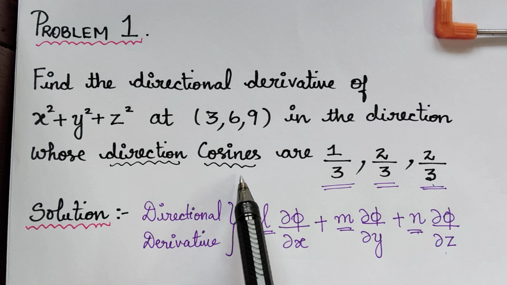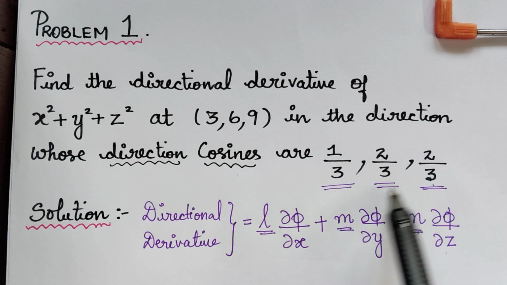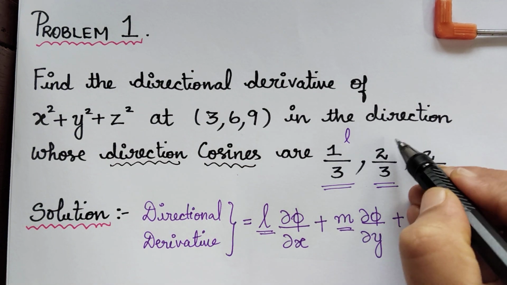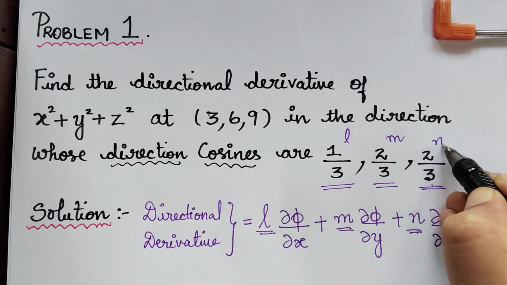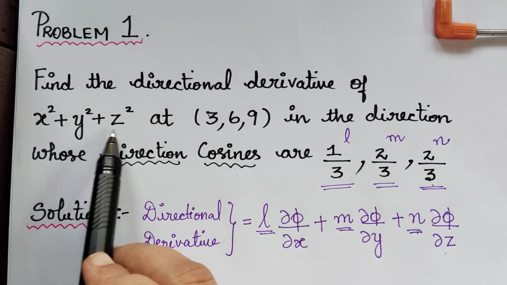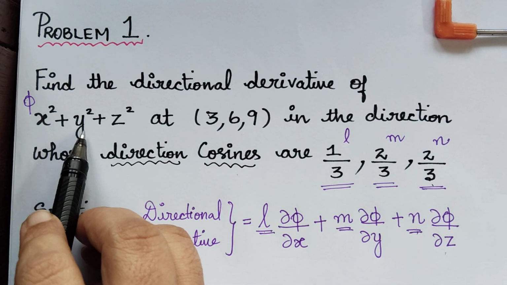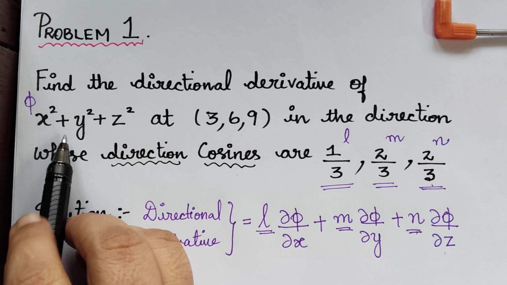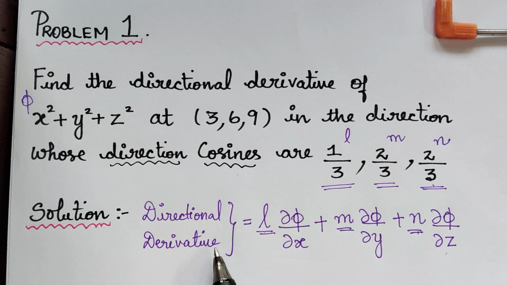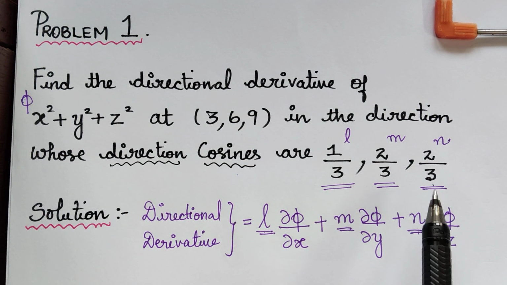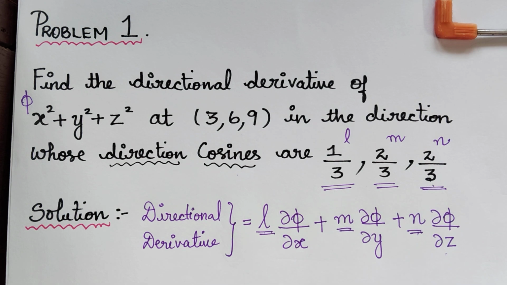And what are the direction cosines over here? These values. So this is l, this is m, this is n. And what about this? This is the scalar point function phi. So we have to evaluate the directional derivative using these data. So let us do that now.